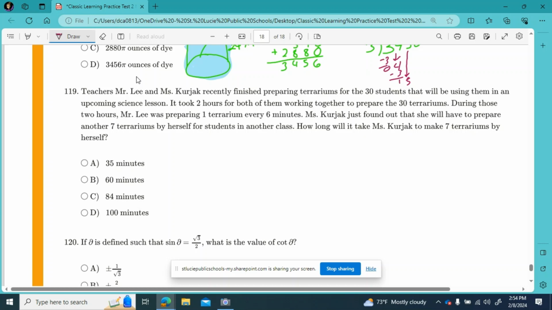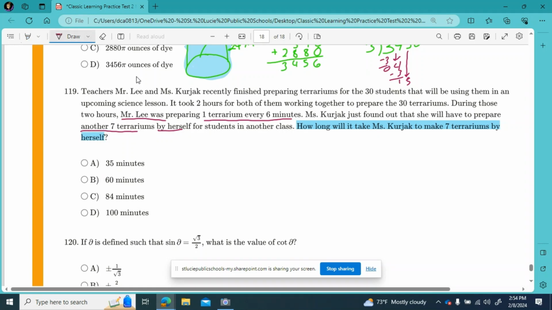During those 2 hours, Mr. Lee was preparing 1 terrarium every 6 minutes. Miss Kerjack just found out that she will have to prepare another 7 by herself for students in another class. How long will it take Miss Kerjack to make 7 terrariums by herself?